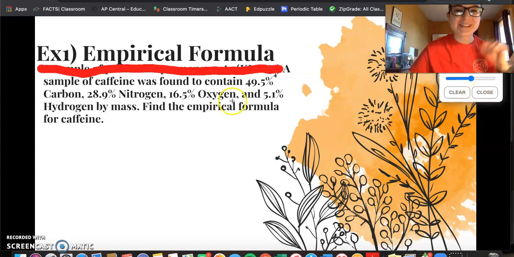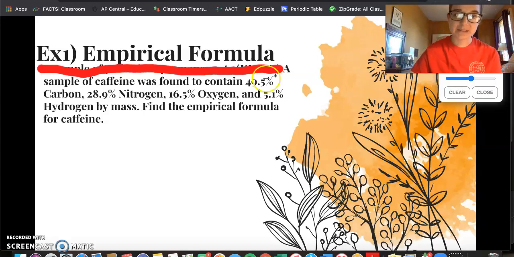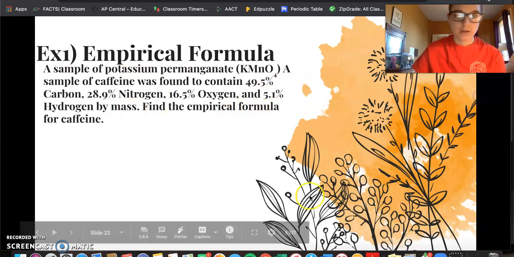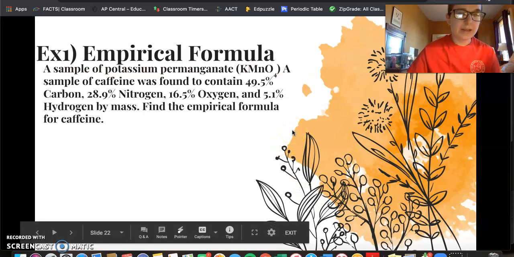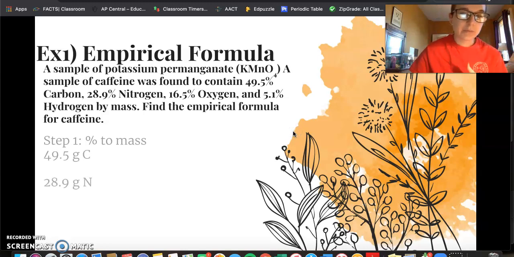We're good. Okay, so we have a sample of caffeine found to contain 49.5% carbon, 28.9% nitrogen, 16.5% oxygen, and 5.1% hydrogen by mass. We want to find the empirical formula for caffeine. So, first thing that we have to do is go from percent to mass. In step 1, we're going to assume 100 grams of a sample, because that's the easiest way. So we would have 49.5 grams of carbon, 28.9 grams of nitrogen, 16.5 grams of oxygen, and 5.1 grams hydrogen.